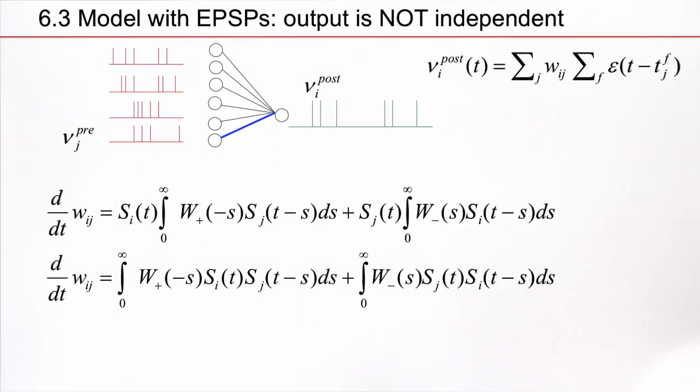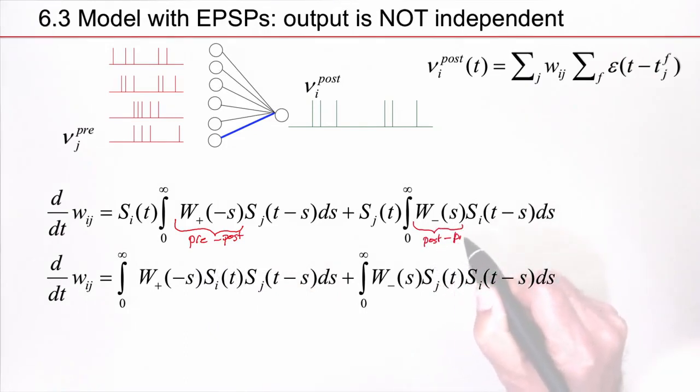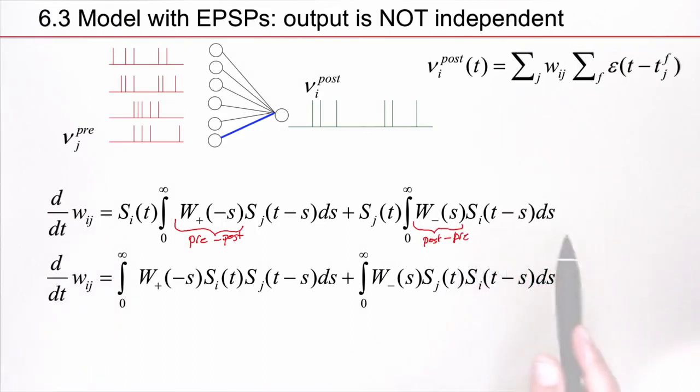So two slides ago, I already introduced the different notation styles. This notation style says for minus s, this is the condition pre before post. This is where the causal effects can take place. This is the condition of post before pre. If the postsynaptic spike comes before the presynaptic ones, then there cannot be any causal relation anyway.